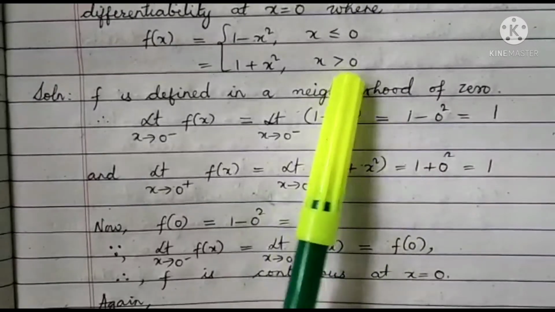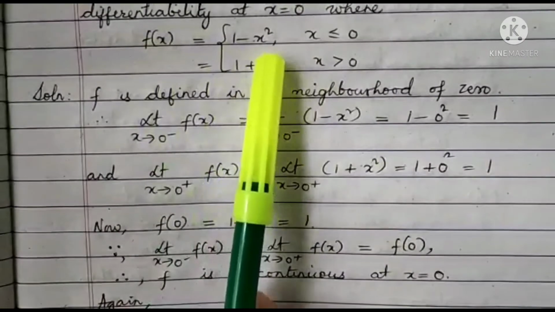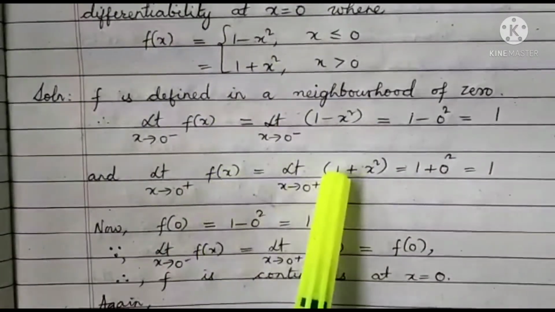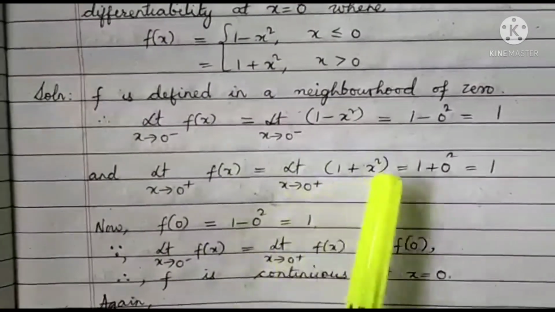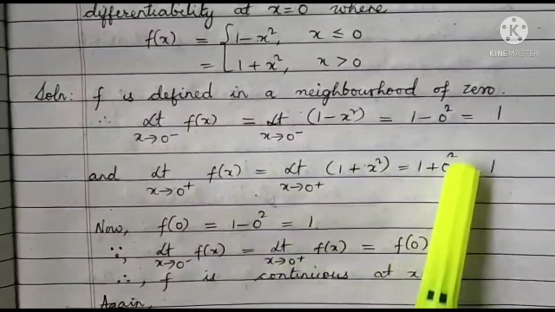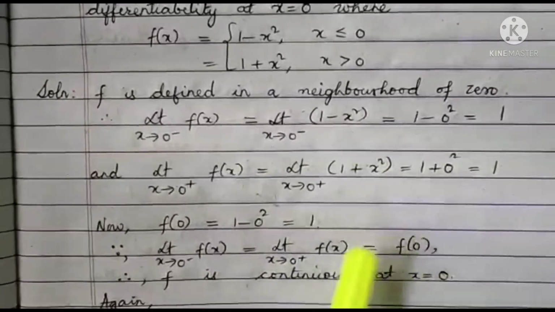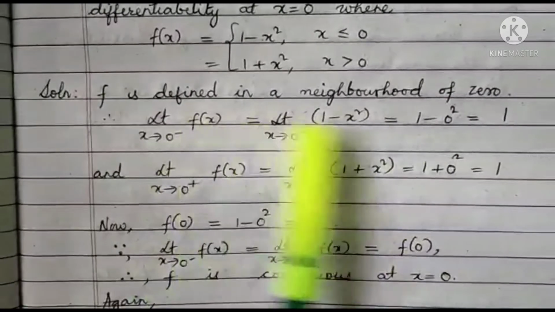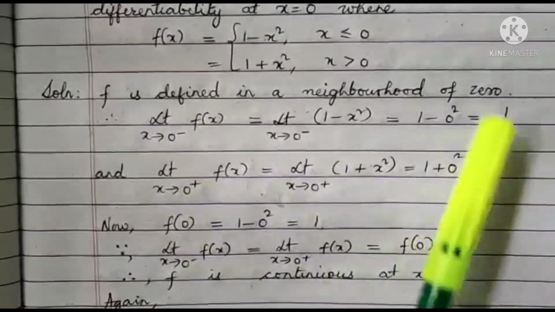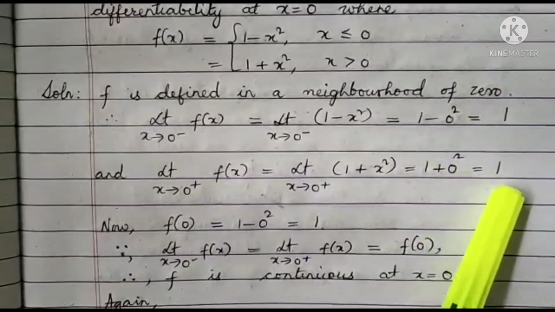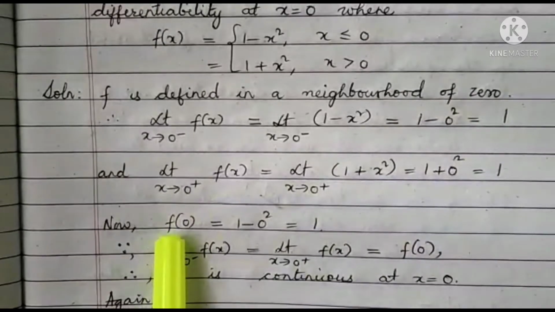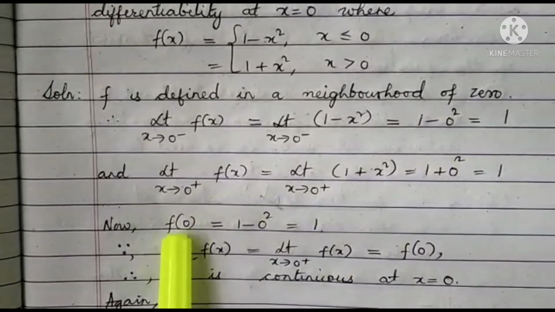For x greater than 0, your f(x) is 1 plus x square. So in place of f(x), we are writing 1 plus x square. Putting the value of the limit, you get 1 plus 0 square, which is equal to 1. Done. Now you can see the left hand limit and the right hand limit both are coming equal. So if that is the case, we are going to find f(0) also. Okay, value of the function at the point x equal to 0.